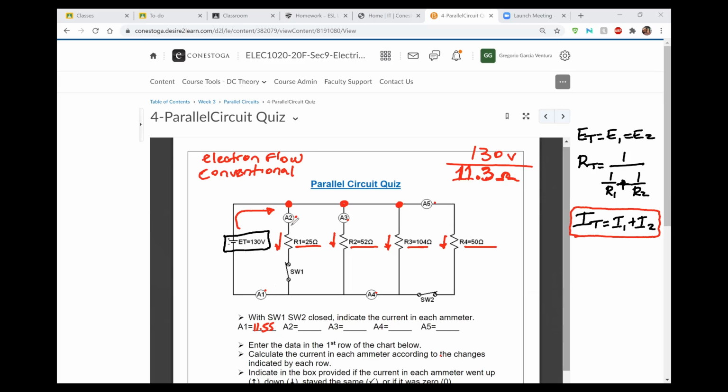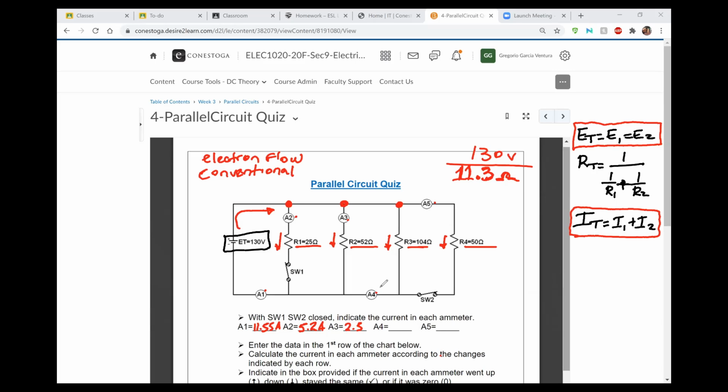How much do we have for A2? We have to remember that in order to determine A2, the voltage across all the branches in a parallel circuit is always equal. And that makes life so easy because we can very quickly determine the current on each individual branch. So we are going to have 130 divided by 25. That's going to be equal to 5.2 amps for A2, right? Then A3, same thing, 130 divided by 52. That's going to be equal to 2.5.